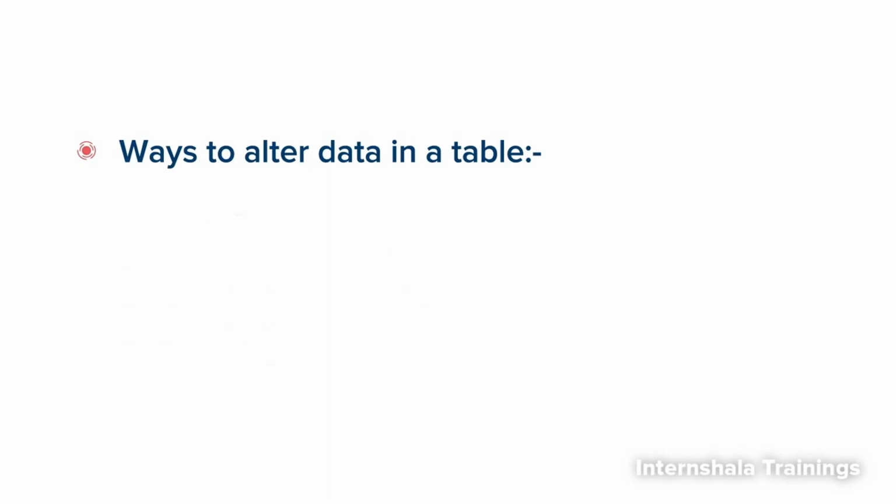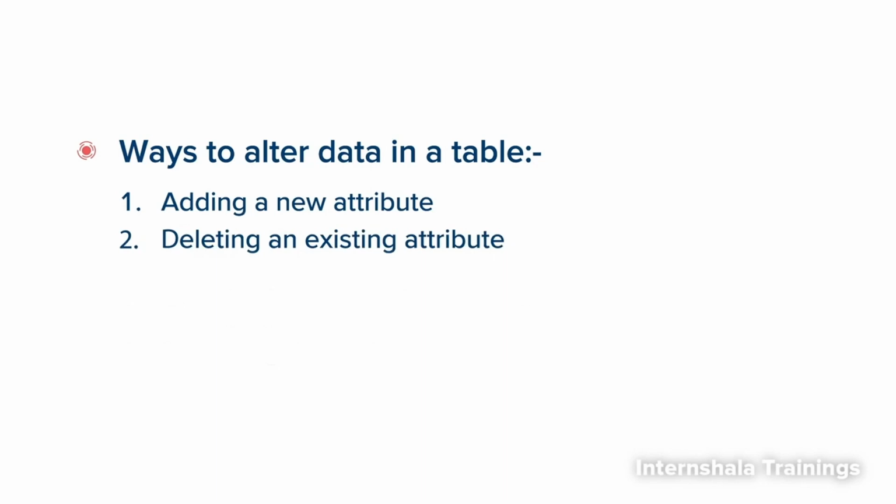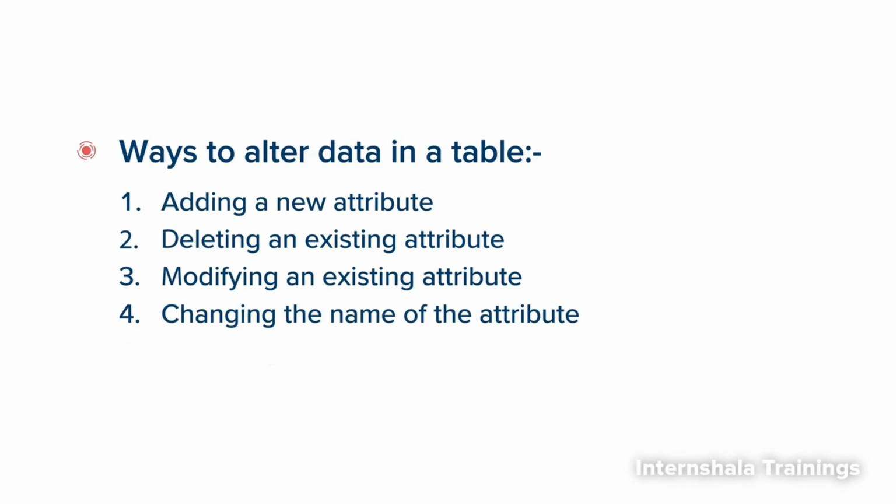If you are wondering how, let us have a look at different ways through which we can alter the data in a table. The first way is by adding a new attribute to the table. The second way is by deleting an existing attribute from the table. The third way, we can modify an already existing attribute like changing the data type, constraint, etc. Next, we can change any existing attribute to a new one with a new name. And lastly, we can rename the table itself.